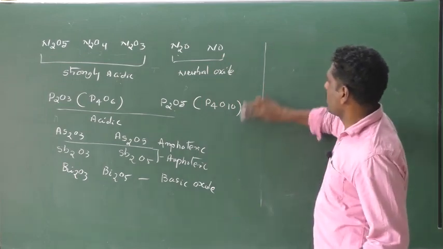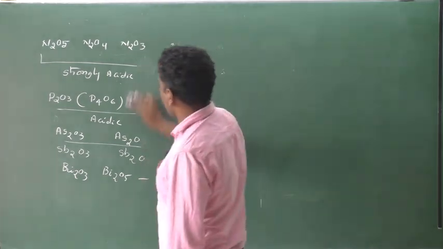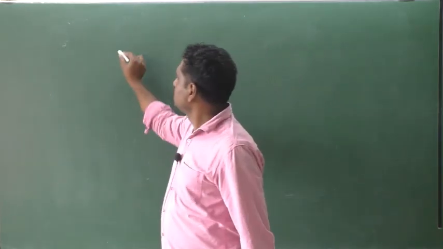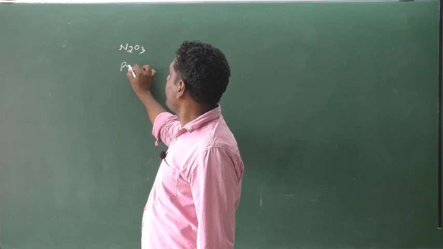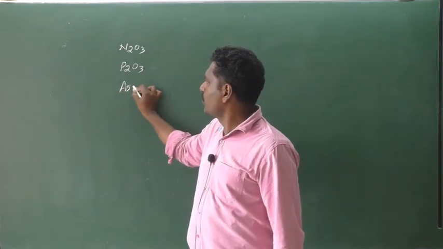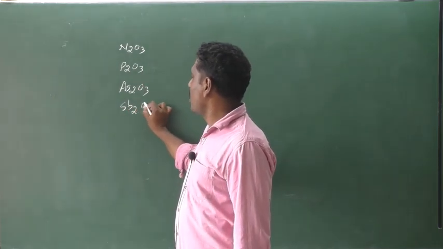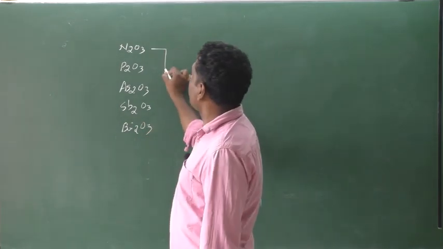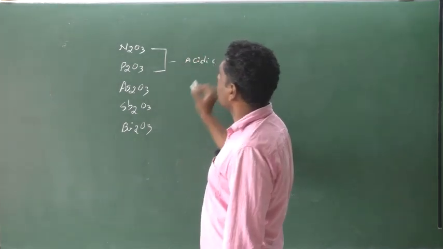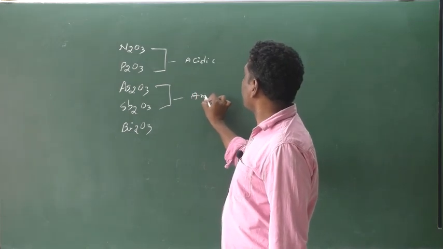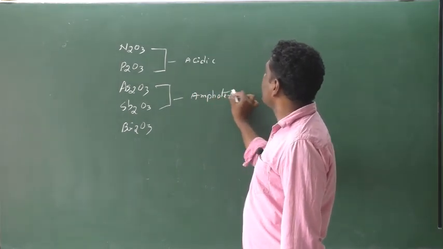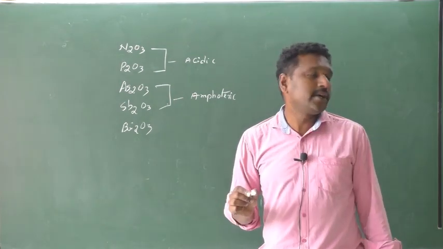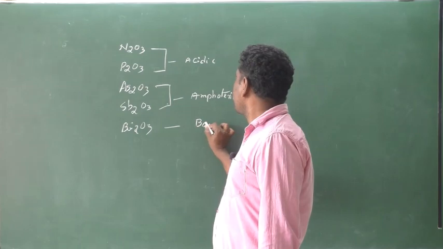I will explain like this. Take N2O3, P2O3, As2O3, Sb2O3, Bi2O3. Five oxides are there. These two are acidic in nature. These two are amphoteric. What is meant by amphoteric? They exhibit both acidic and basic properties, because these two are metalloids and semi-metals. The last one is a basic oxide.